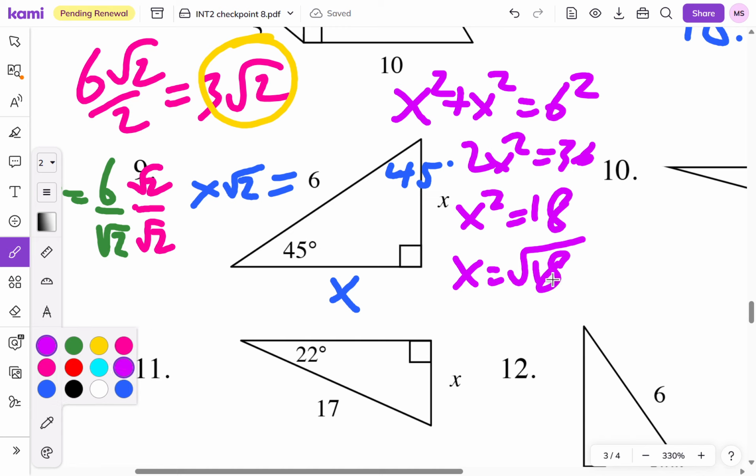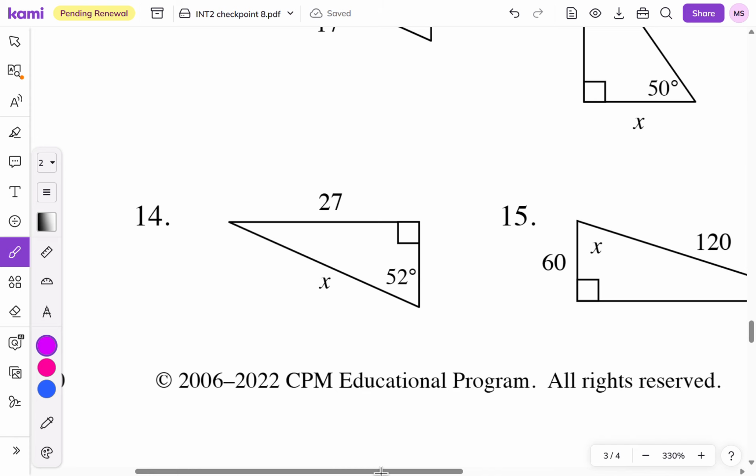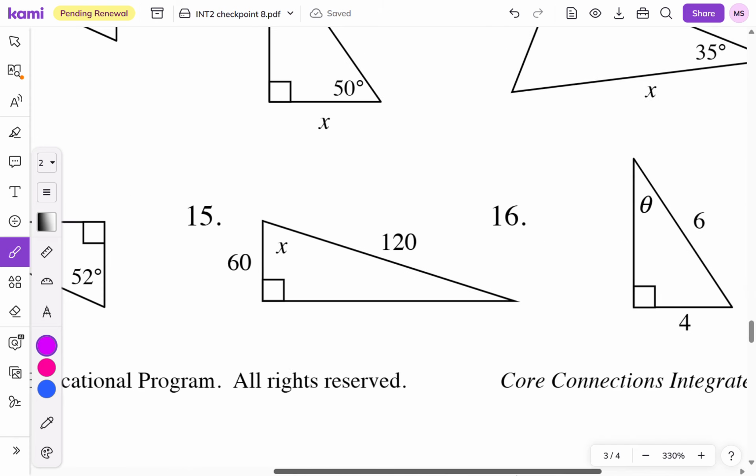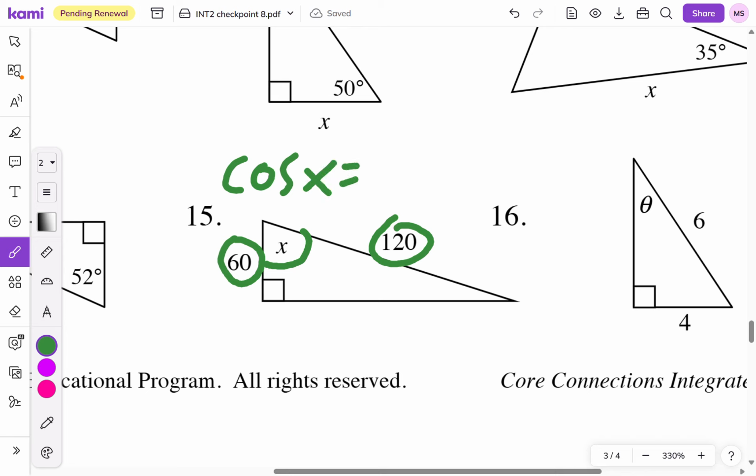Next up, number 15. Again, pause the video and try to do your best. And so in this case here, no joke this time, X is the angle. We have to find the missing angle. And we have the adjacent side, and we have the hypotenuse. And that's cosine of x equals adjacent over hypotenuse, so 60 over 120. But you know what? We already know that the answer is 60.